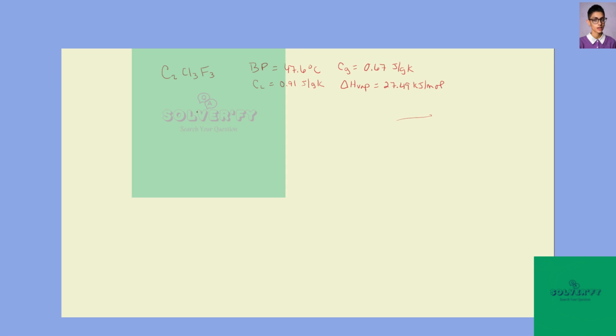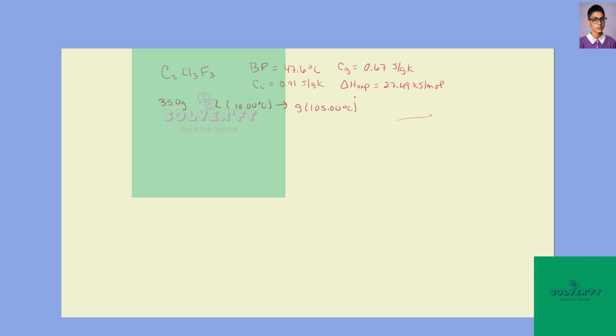And they want us to calculate, so we have 35 grams of our substance, and they want us to calculate the heat required to convert this 35 grams from a liquid at 10 degrees Celsius to a gas at 105 degrees Celsius.